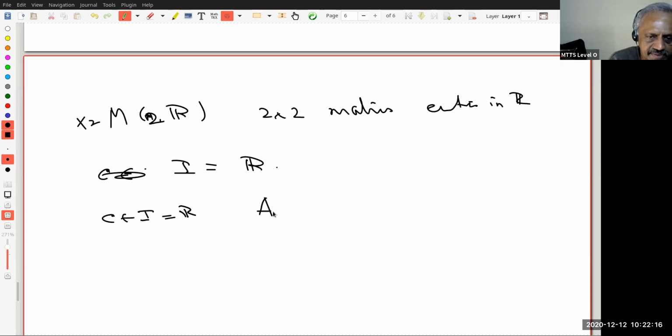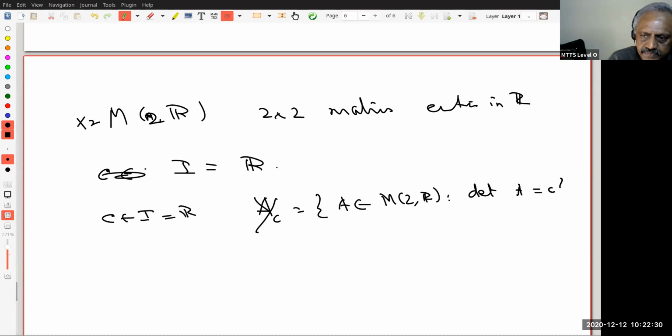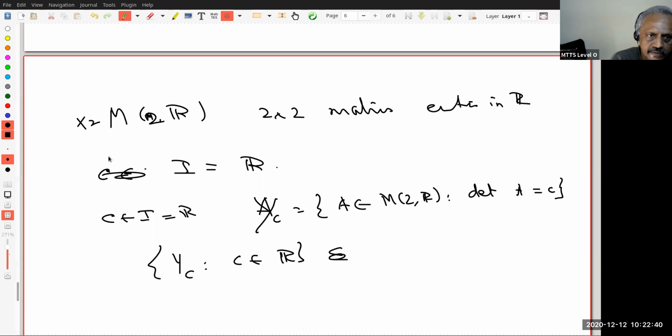Now what I am doing, for any C in I, that is C in R, I define a subset, maybe I will denote by some other name, Y_C, the set of all matrices A in 2 by 2 matrices so that determinant of A equals C. So I have an indexed family Y_C, C in R. This is a subset of matrices.